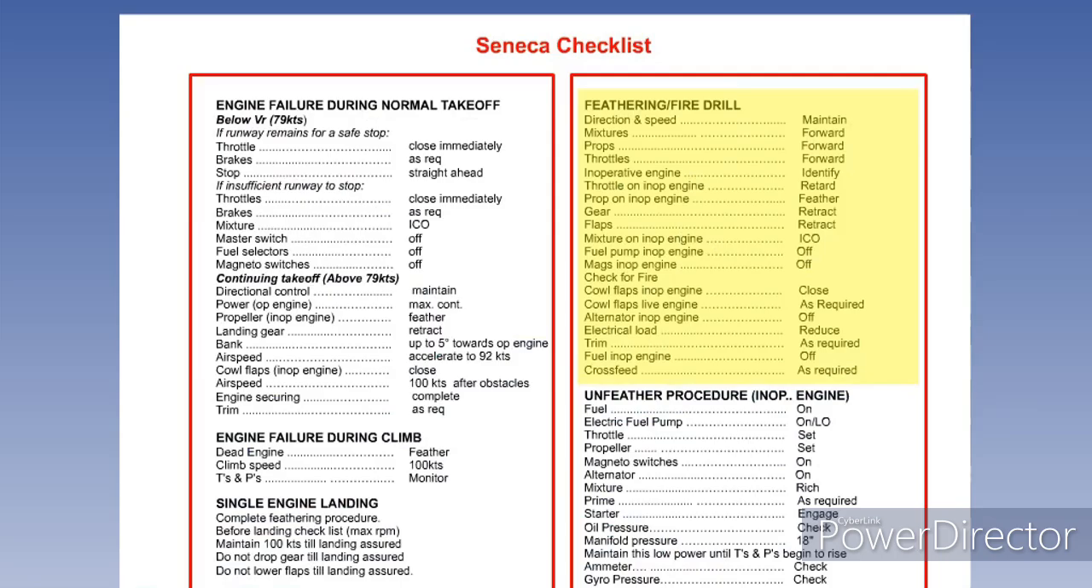The fire drill for most piston engines would involve closing the throttle, feathering the propeller, thus stopping the engine, and isolating the fuel supply by moving the mixture to idle cutoff. Subsequent actions would include turning off the fuel selector and ignition on the affected engine to isolate possible sources of combustion.